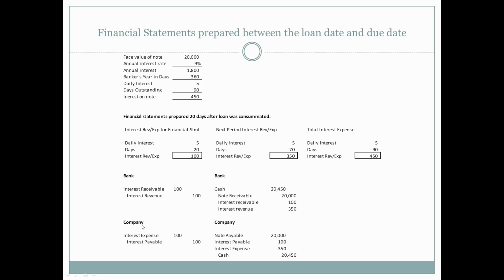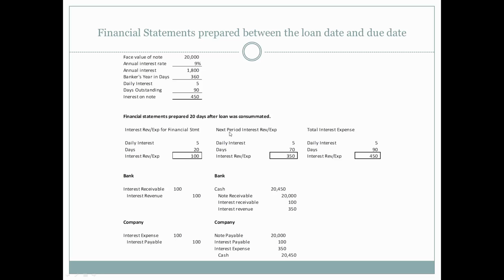Now, let's look at what's happening on the company's books. It will have an interest expense associated with the loan and then an interest payable. So this will be a portion of what they'll be paying back in 70 days from now after the financial statements are prepared, when they pay off the loan.